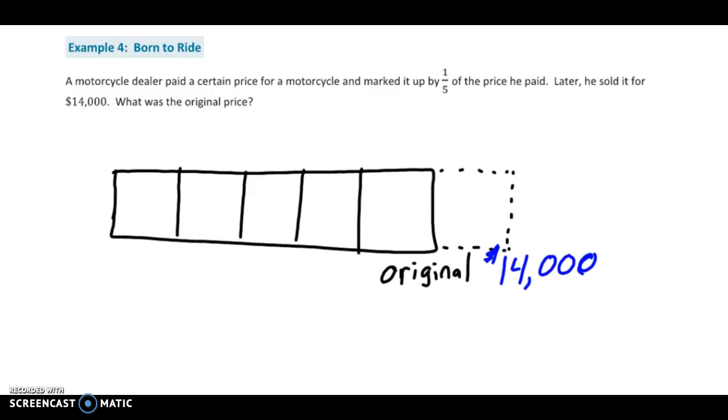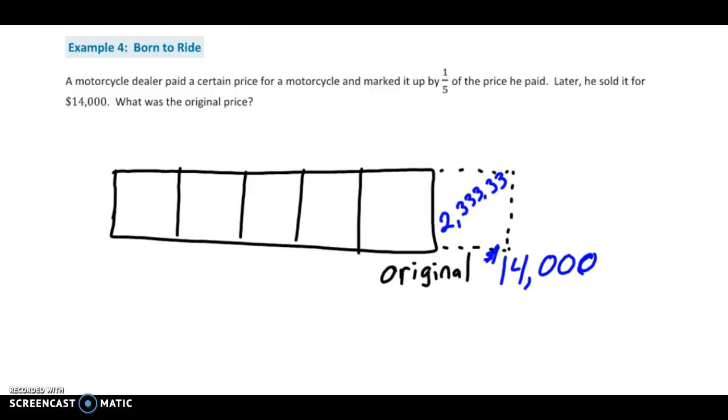$14,000 divided into 6 equal amounts. How much is each box going to be worth? So each box is going to be worth $2,333.33. That's a lot to keep writing, but all that really matters is this last box, right? Because this is the part that we don't have in the original.